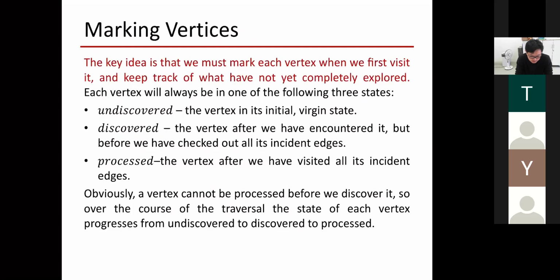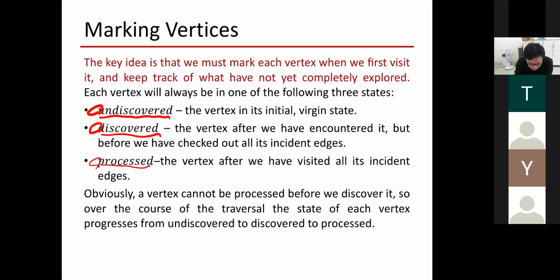Okay. So marking vertices is critical. We have three states: undiscovered, discovered, and processed. Initially, everything is undiscovered. Then if I visit a vertex, it is discovered. Then if I process everything, meaning I go through all its adjacent vertices, then it is processed.